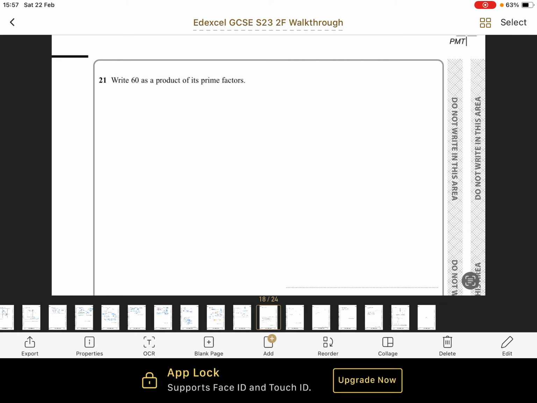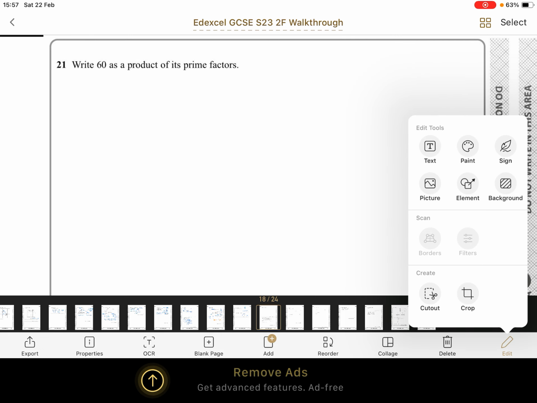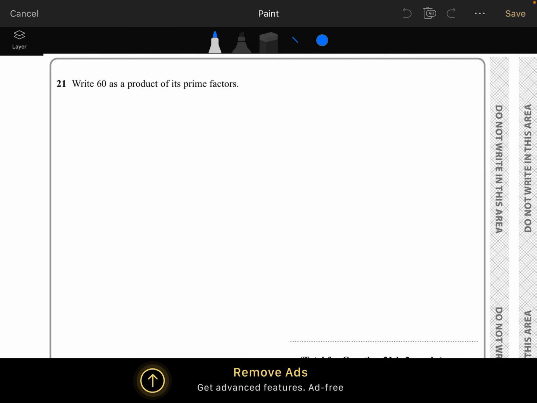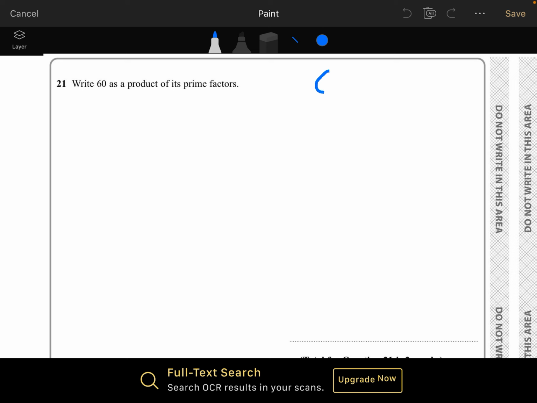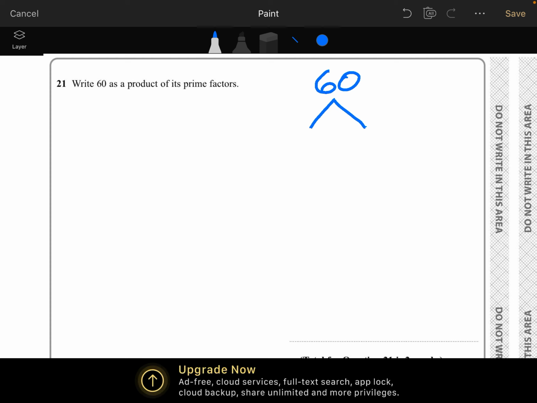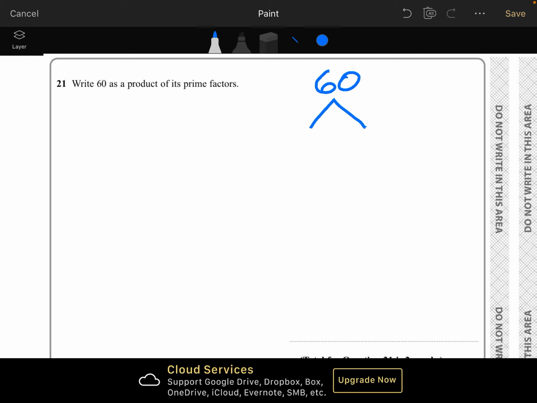Question 21. We're getting quite close to the end of the paper now, so we can almost relax a little bit. Write 60 as a product of its prime factors. So for this, I need to draw a factor tree. I start with the 60 at the top and I draw an upside down tree. So I've got two branches coming off. I want two numbers that multiply to give me 60. Now I'm going to think 6 and 10.